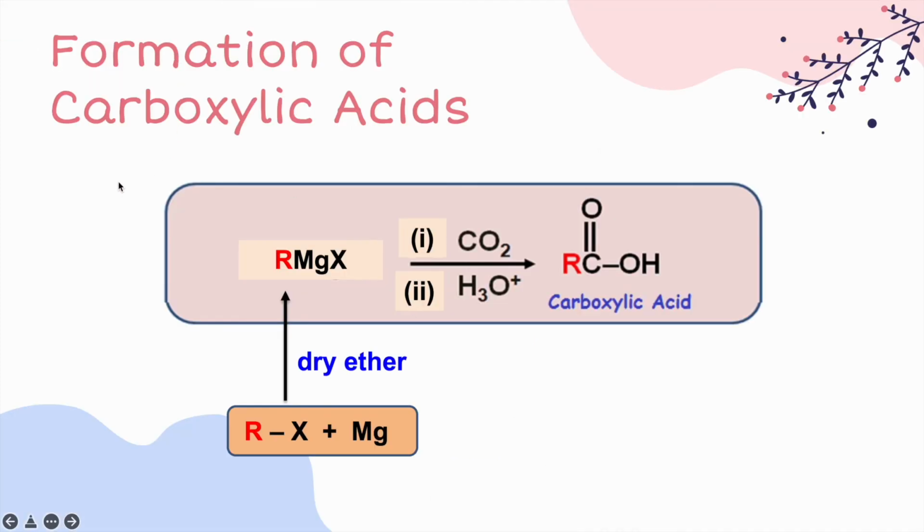Next, formation of carboxylic acid using Grignard reagent. Initially start with haloalkane reacting with Mg in the presence of dry ether to form Grignard reagent over here, and then it reacts with carbon dioxide first, followed by acidified water. The product will be carboxylic acid. So it is the R group from Grignard reagent, and then straight away carboxylic acid. That is the formation of carboxylic acid using Grignard reagent.